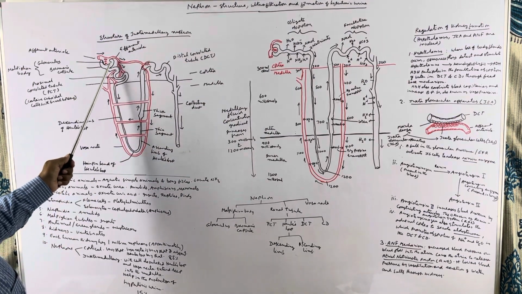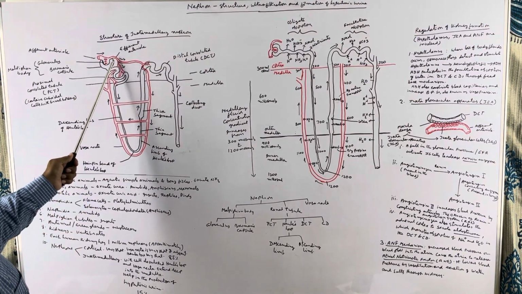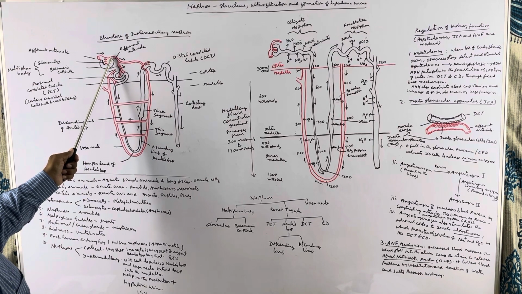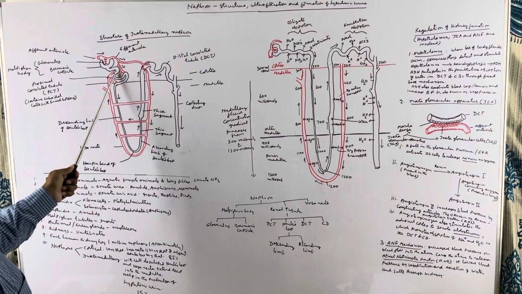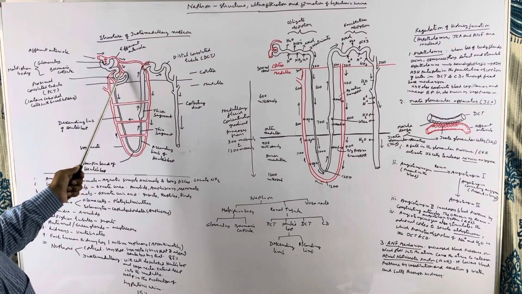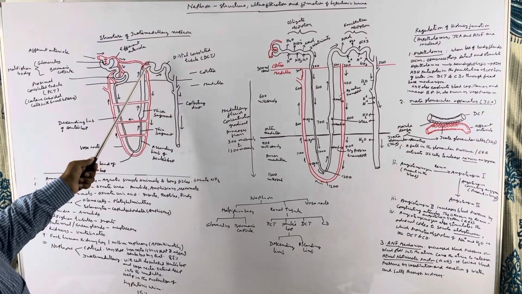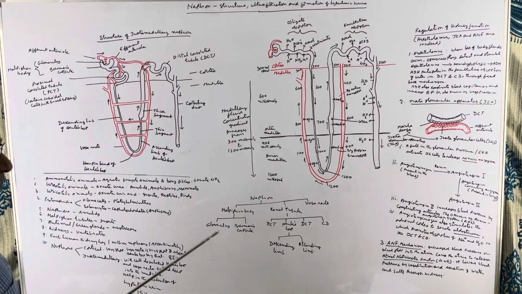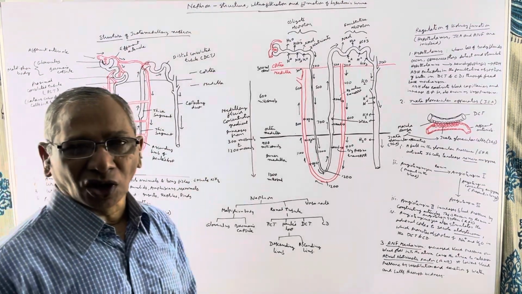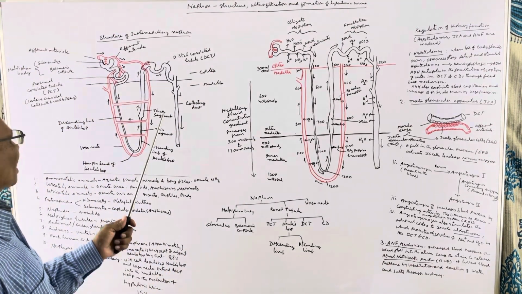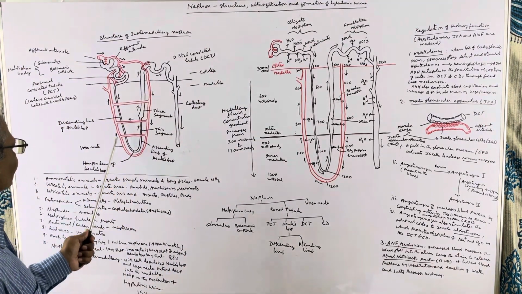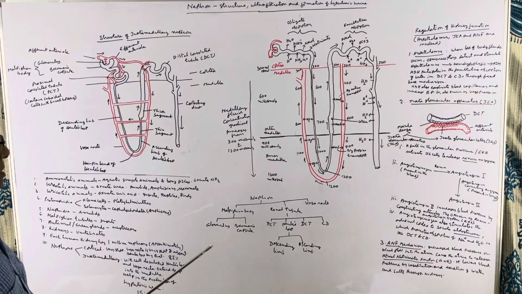Here, the efferent arteriole, that is the vessel coming out of the glomerulus, produces a capillary network around the PCT and the DCT. This capillary network is known as the peritubular network. From this peritubular network arises the vasa recta, like this.